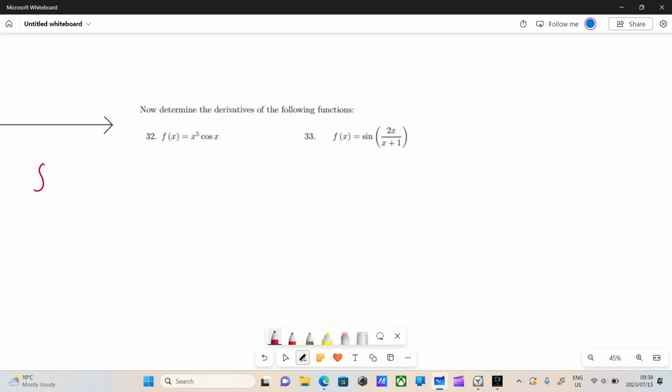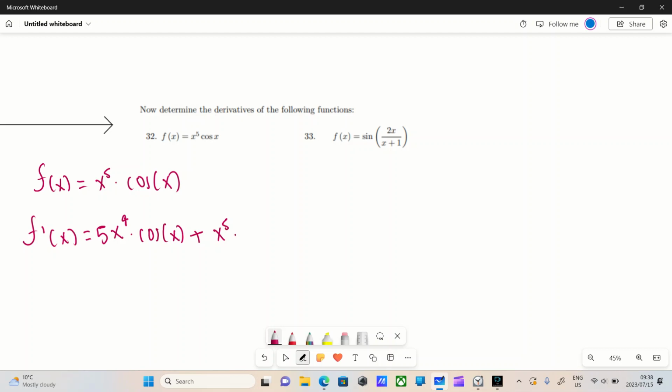So if we're given f of x is equal to x to the 5th power multiplied by cosine x. The derivative of this, we know this is a product, therefore we'll use the product rule. It's going to be 5x^4 simply multiplied by cosine x plus x to the 5th power multiplied by negative sine x, which would be equal to 5x^4 cosine x minus x^5 sine x.